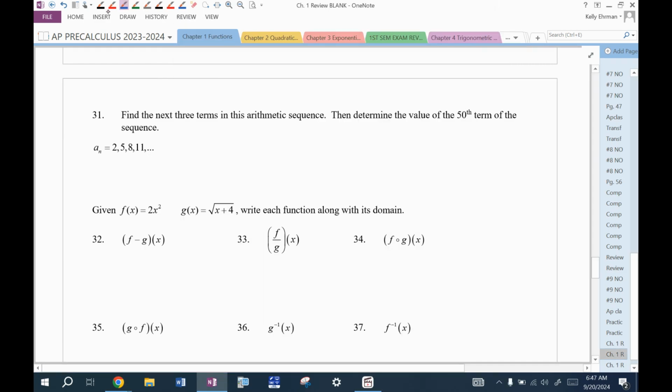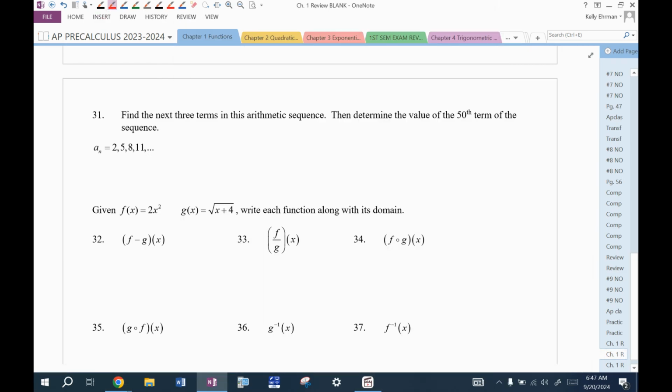All right. These are the last two pages of this review. First problem here, number 31, is an arithmetic sequence. It's been a while since we did this, but remember you all kind of said that those are pretty easy. So find the next three terms in the sequence. First, find the pattern. This one is that you add 3 every single time.